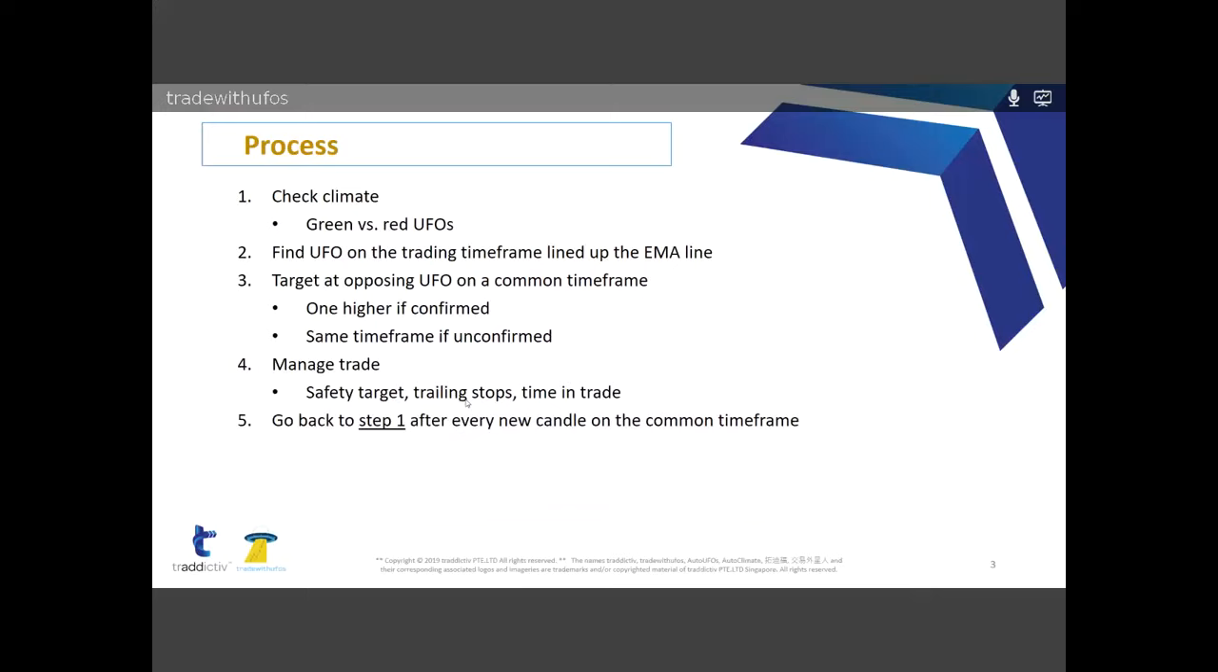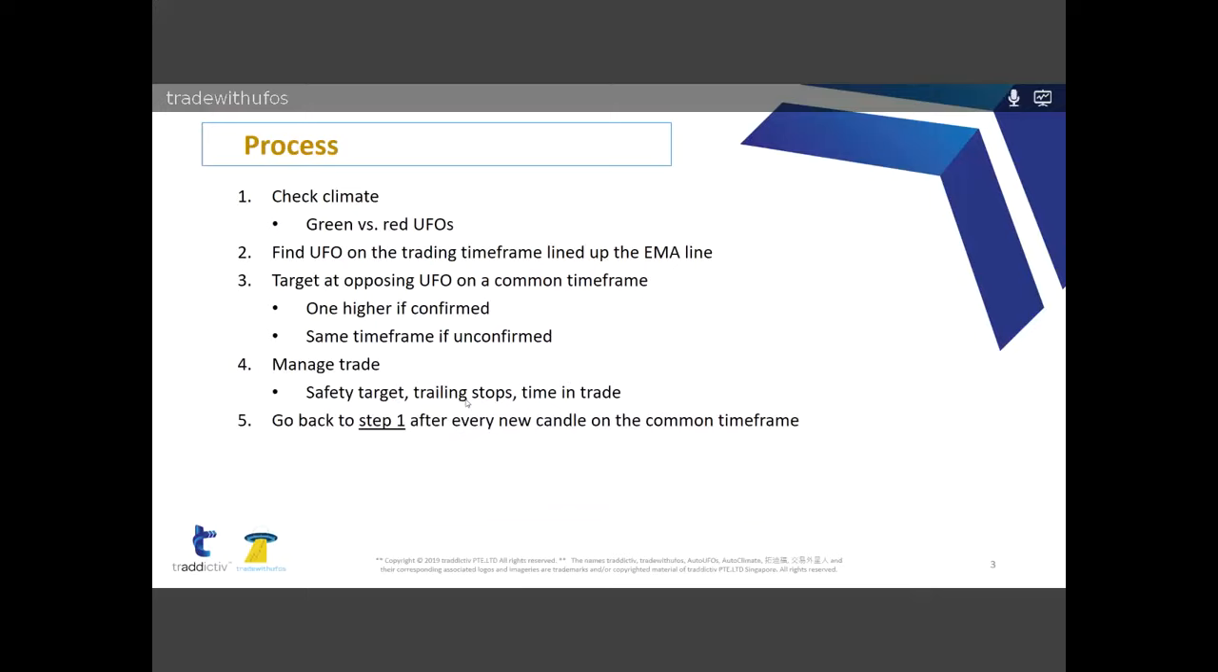But if it was an unconfirmed environment, so if the DMI and the exponential moving average were not aligned, then we would use the same common time frame that we are using earlier, which in our case, for the example, was a 15-minute time frame. So we look for the UFO there, and we set our target there.